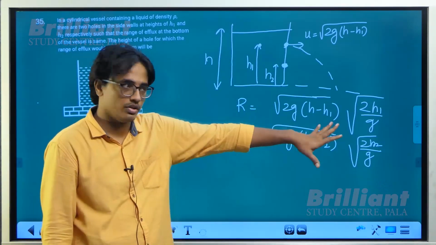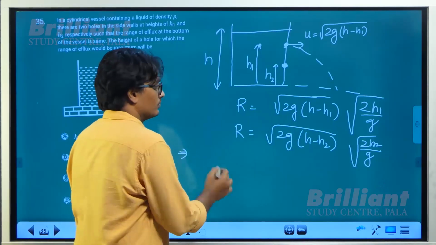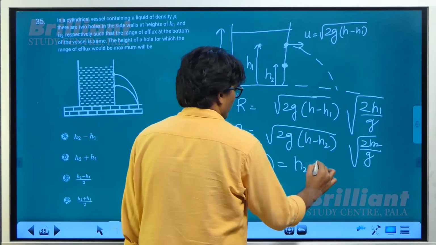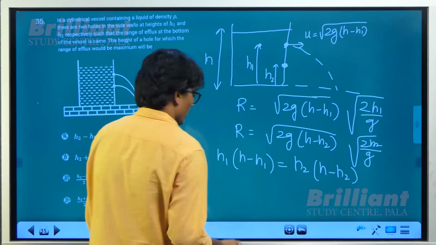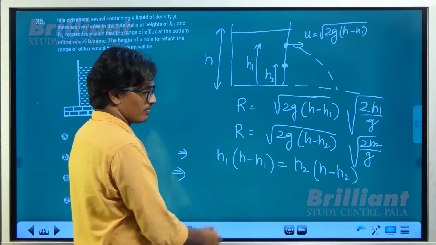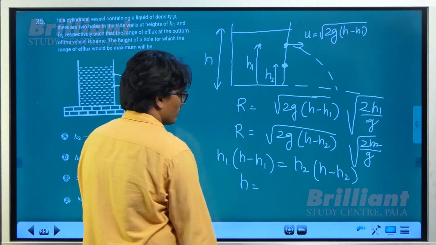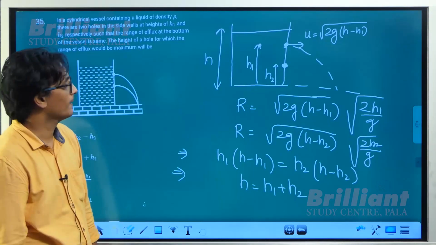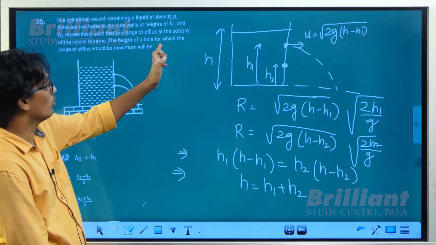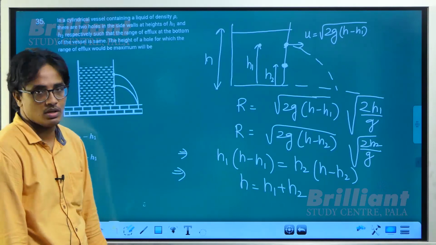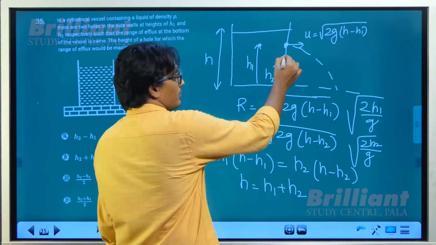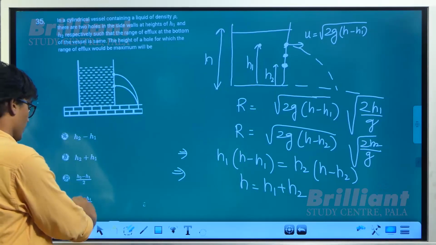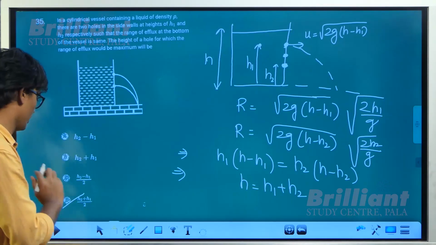They said these two are equal. So if you equate these two, you get h1 into (h minus h1) is equal to h2 into (h minus h2). Or if you solve, you will get h is equal to h1 plus h2. Now the question is the height of a hole for which range of efflux would be maximum. Range of efflux will be maximum for the midpoint, so it should be (h1 plus h2) by 2.